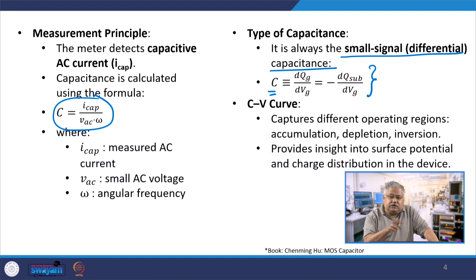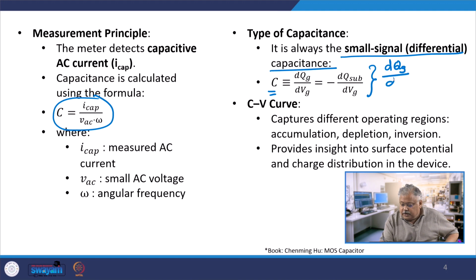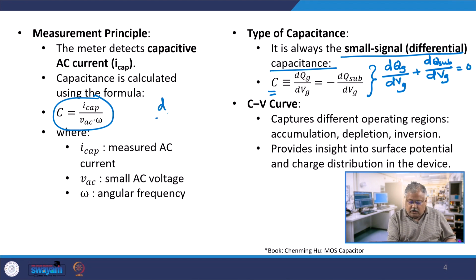Why negative? Because if you sum them together you will get 0, and that is why you get a negative sign. So this implies that dQg/dVg plus dQsub/dVg is equal to 0, implying that d/dVg of (Qg plus Qsub) is always equal to 0.